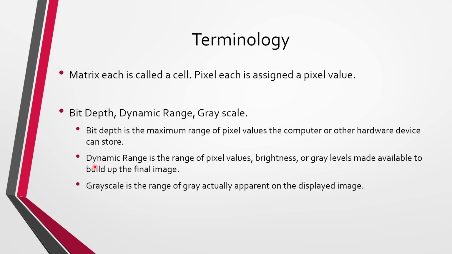All right. Dynamic range is the range of values that's made available on the image, and we'll talk more about how that comes up later in the class. And then grayscale is the actual final contrast or amount of grays apparent on the final image. Okay.